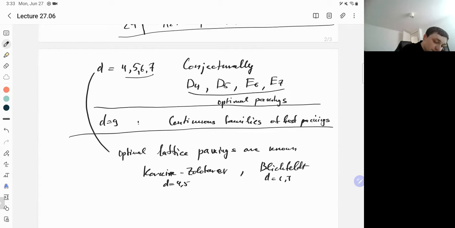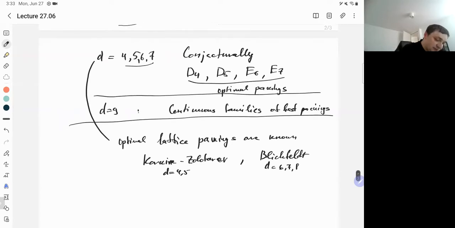Dimension 6, 7, and 8. And what's kind of annoying is that this was done, I think, end of 19th century. I mean, this was done around 1940, as far as I remember. And dimension 9, in dimension 9, we don't even know what is the best lattice packing.